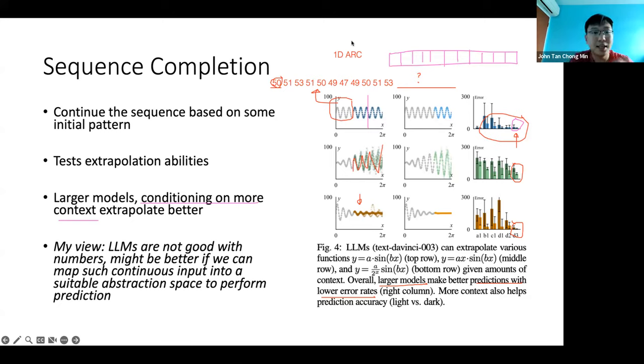So for sequence completion, I would say LLMs are not bad to use. To generate synthetic data based on an earlier distribution, why not? If you can express your data, quantize it, and express it as tokens, sure, use it to do your sequence completion. My view is that LLMs are not that great with numbers. But if you can abstract it into some abstraction space, like the token space here, with arbitrary tokens that hopefully do not have much semantic meaning, sure, I think LLMs are suitable for sequence completion. Any questions on this?